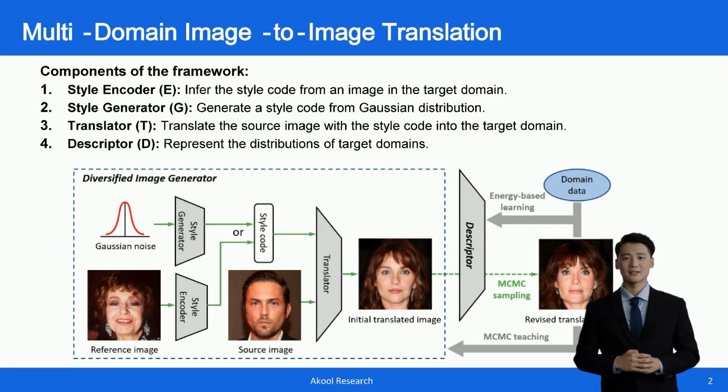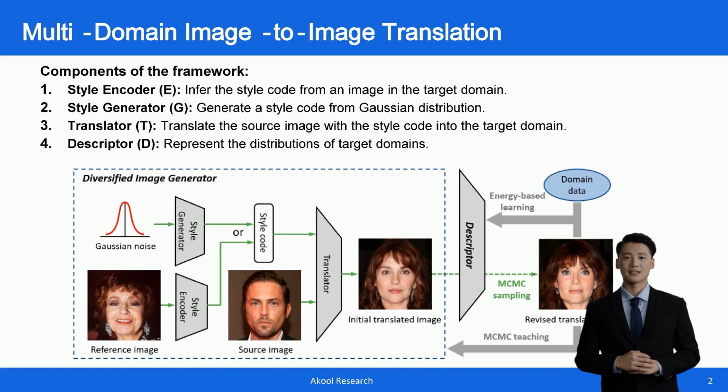The framework consists of a style generator, a style encoder, a translator and a descriptor. The first three components, that is the style generator, the style encoder, and the translator, form a diversified image generator. Given an input source image, the translator can transform it into a target domain, which is specified by a style code. The style code can be obtained by sampling from the domain-specific style generator or extracted from a reference image by the style encoder. The descriptor is a multi-domain image distribution, which plays the role of guiding the translation such that the translated images can match the observed images in the target domain in terms of statistical property.